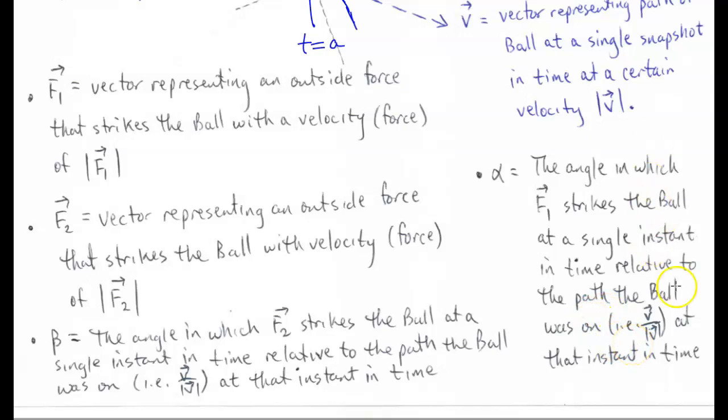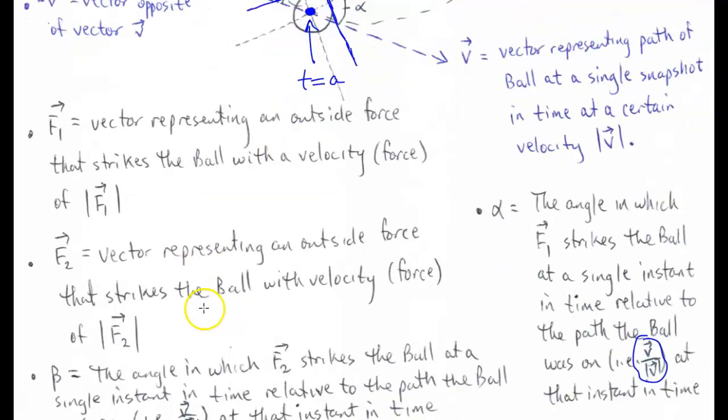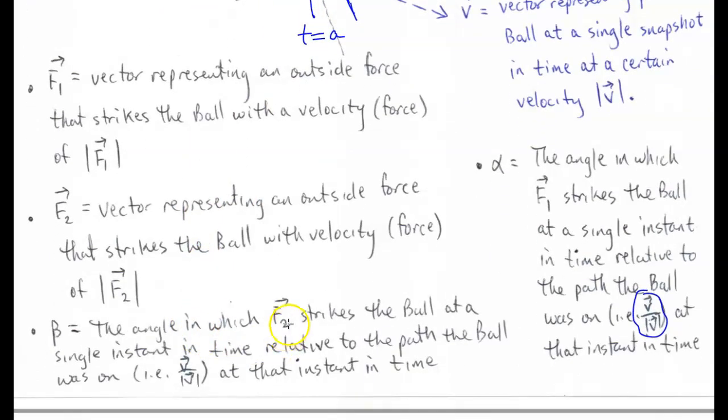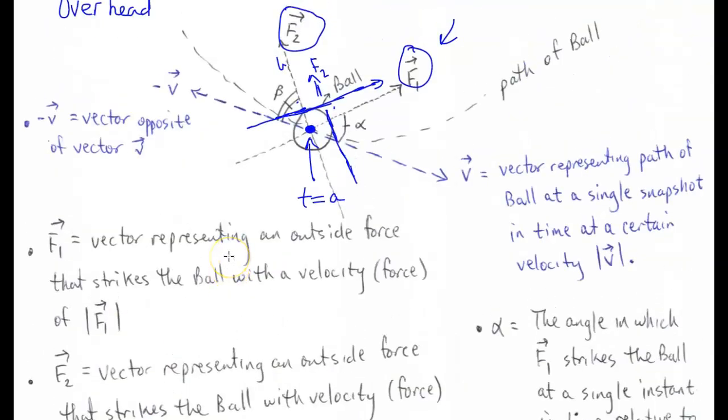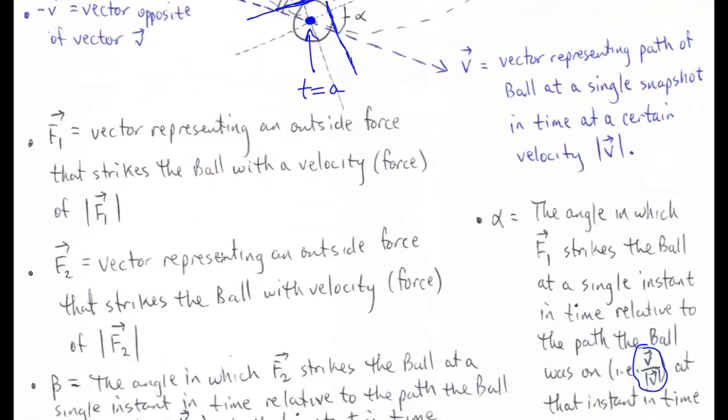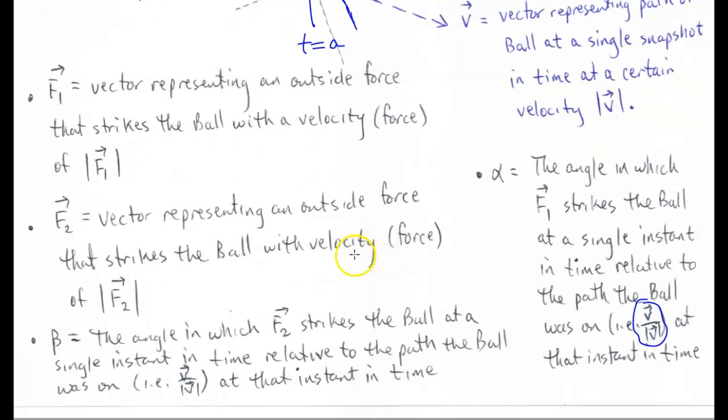And normally when we talk about the direction of a vector, we say that in terms of the unit vector. Okay. For our angle beta, it is going to be the angle at which our force F2 strikes the ball at some instant in time, and it's going to be relative to the same vector here. But really, because of the nature of F2 and what that vector is, even though I put just a regular unit vector, it would actually be this vector here.